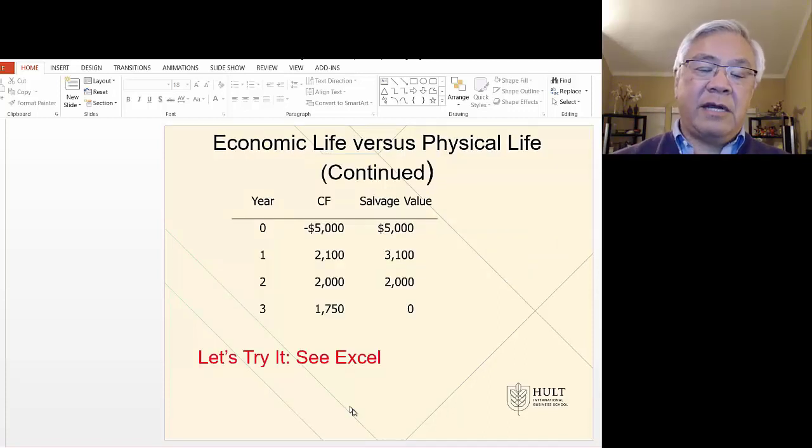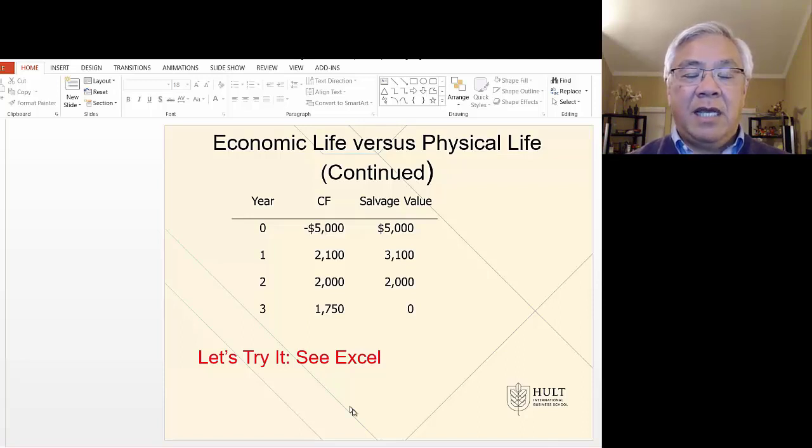So this is a new scenario with years 0, 1, 2, 3. Year 0 is the initial outlay of $5,000, which is what the equipment costs us. At year 1, it generates a good amount of money, $2,100. Next year, $2,000. Final year, $1,750. But notice that the salvage value, as you would expect, declines as it gets older, from $5,000 to $3,100 to $2,000, down to 0 at the end of year 3.